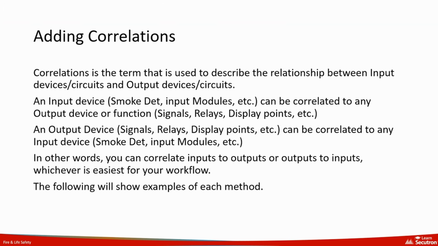Adding correlations refers to programming relationships between input devices like smoke detectors or input modules and output functions such as alarms or relays. This step is crucial for creating a responsive alarm system. Correlations can be configured in two ways: by setting inputs to activate specific outputs or by selecting an output to be triggered by designated inputs. The latter approach can be more efficient, as it often involves fewer steps due to systems typically having more inputs than outputs. The following will show examples of each.